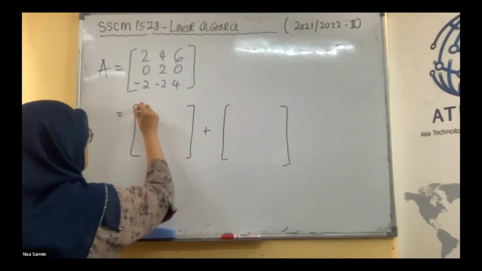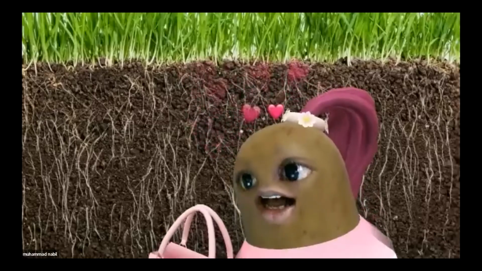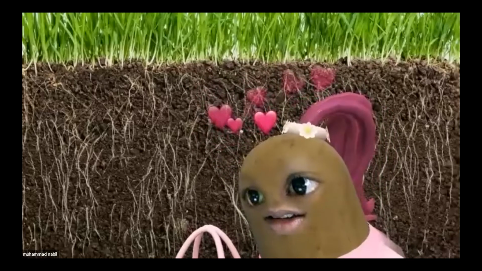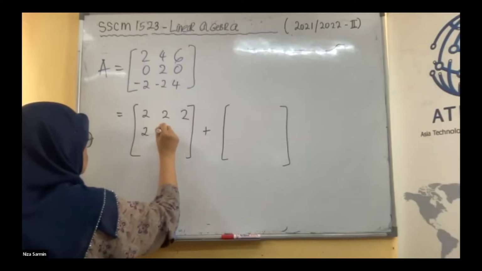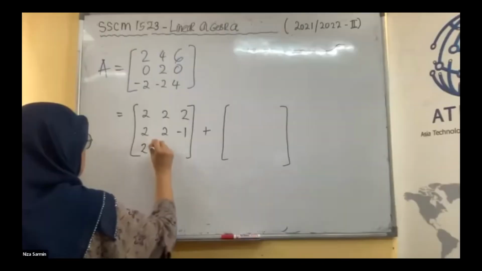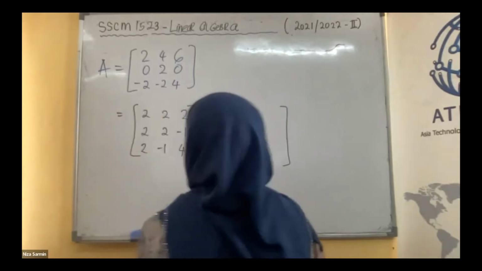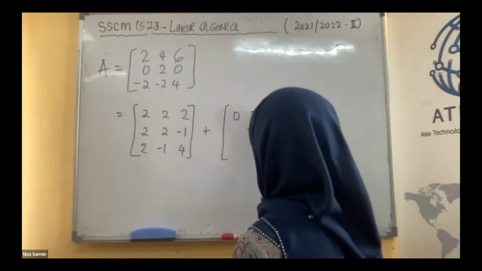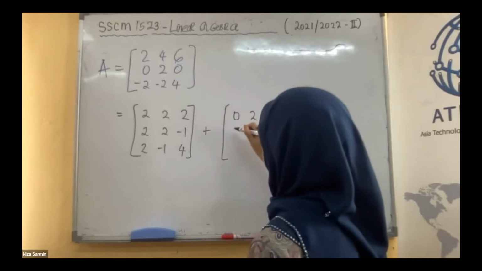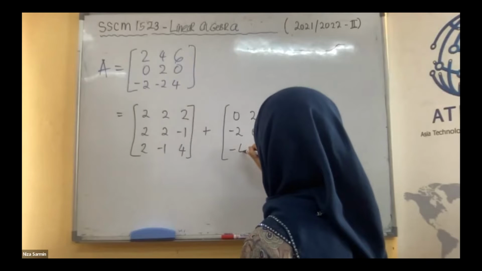For S, 2, 2, 2, negative 1, 2, negative 1, 4. Okay. And for P, 0, negative 2, 0, 1, negative 4, negative 1, 0.